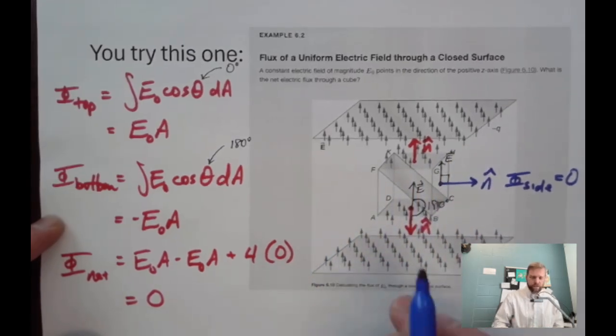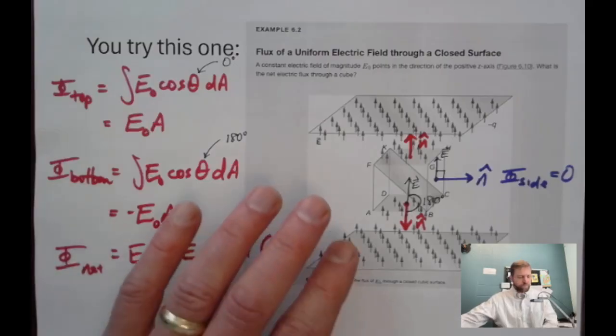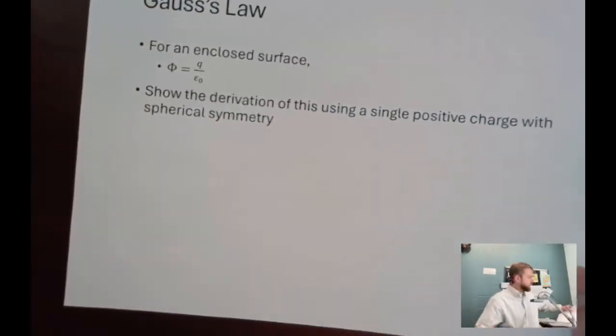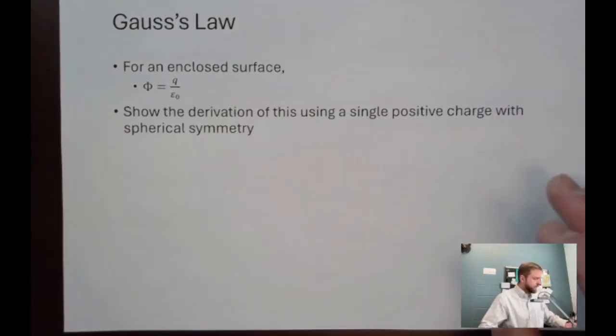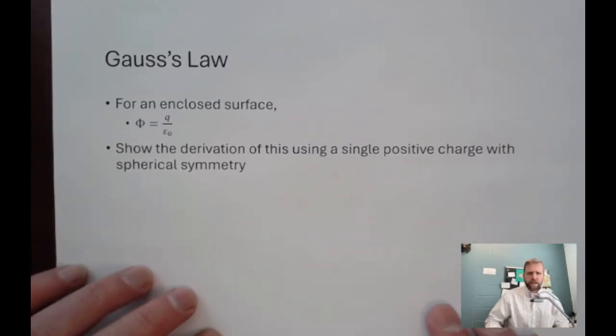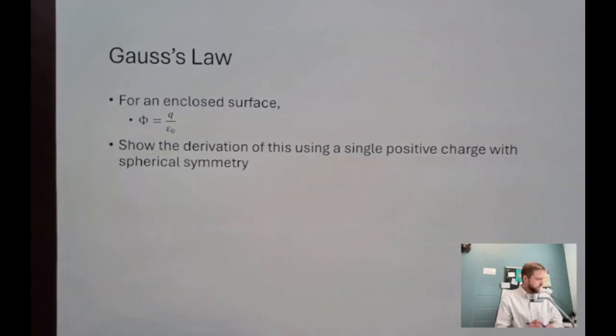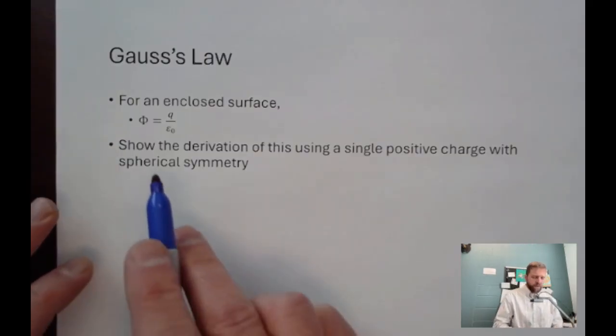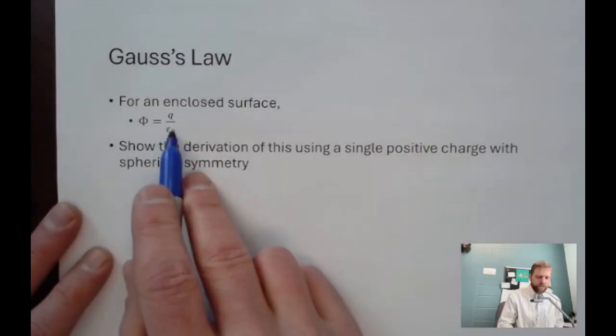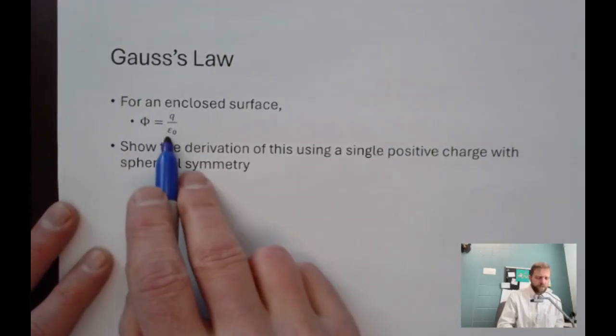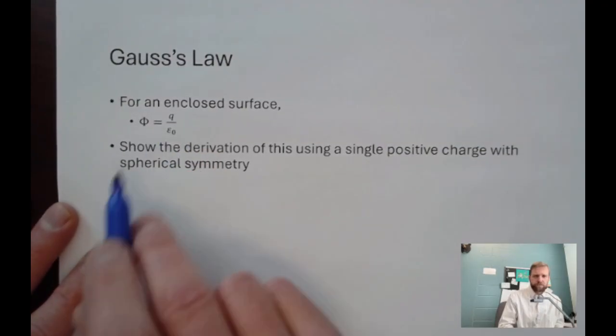And so you can think about it in either of those cases. Okay, so the title of this chapter is all about Gauss's law. And Gauss's law, simply stated, is for an enclosed surface, the flux through that surface is Q over epsilon naught, where epsilon naught is the permittivity of free space.